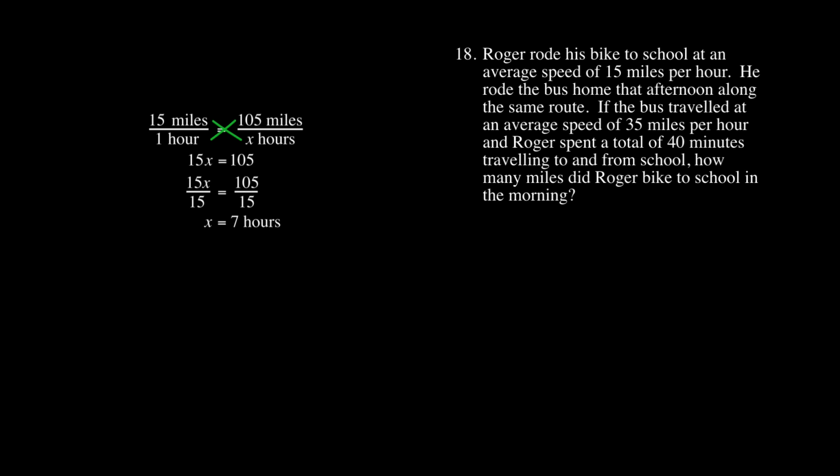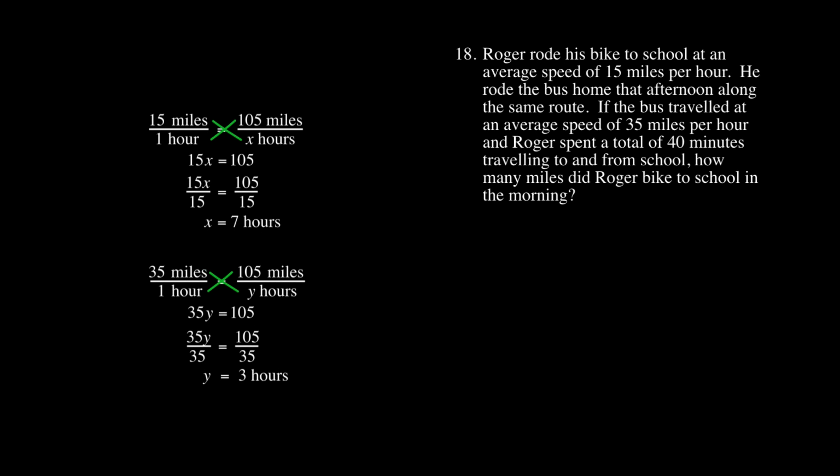From here, we move on to the second phrase: if the bus traveled at an average speed of 35 miles per hour. So the bus ride home, 35 miles in 1 hour, set the proportion equal to 105 miles in how many hours? Cross multiply, we end up getting 35y equals 105. So the bus takes 3 hours to travel 105 miles.